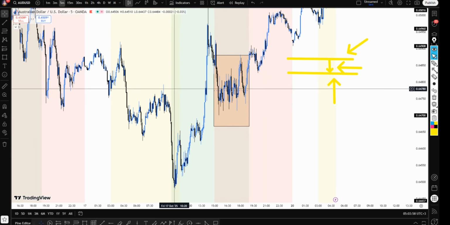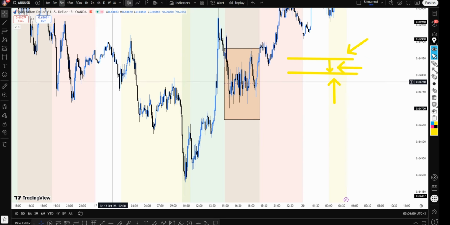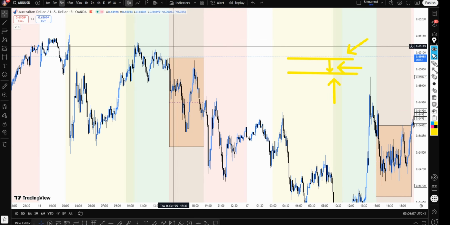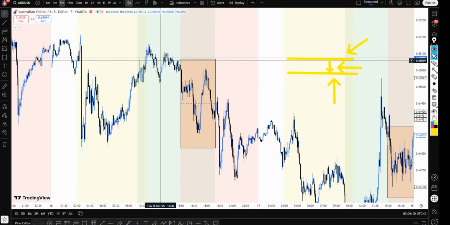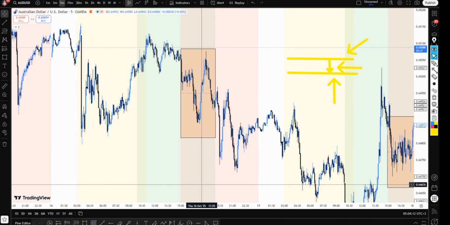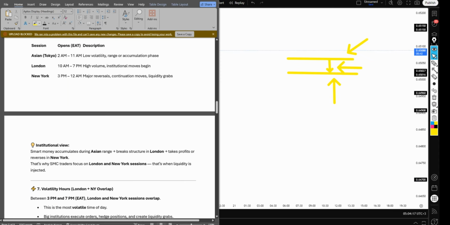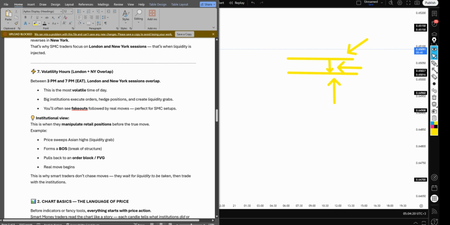This is the London session. This is the cross between the London and the Asian session. This is the New York session. This is the cross between the New York and the London session. And this is the London session. That's how you know the session that you are trading in. The most volatile hours are the London and New York overlap. When the London session and New York session overlap, the most volatility comes into the market.